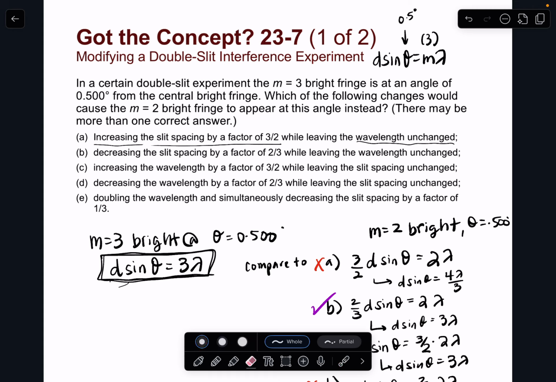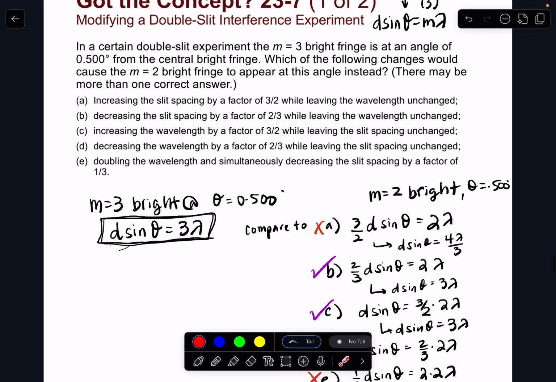What about part B? So we decrease the slit spacing by 2/3 and leave the wavelength unchanged. So now we're going to multiply d by 2/3. Okay, we want our m to be 2 because we want that theta to equal 0.5 with m equals 2 there. And so, now if we rearrange to solve for d sine theta, what do we get on the right-hand side? We actually get 3 lambda back. So that's a go.